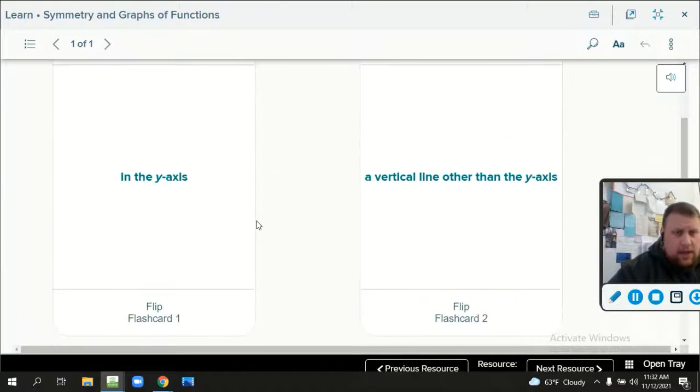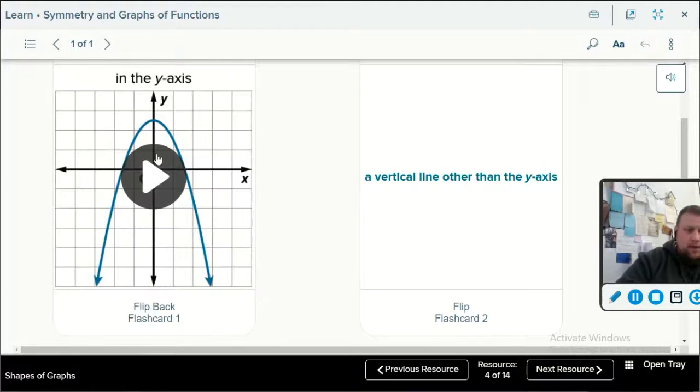So let's look at these. If we have symmetry in the y-axis, let's look at this. Notice this is a parabola. That's what this shape is called. It looks like an N, or if it goes the other way, it's a U. And this is one that has symmetry in the y-axis. So if I use that y-axis as a mirror, the right side matches perfectly on the left side.